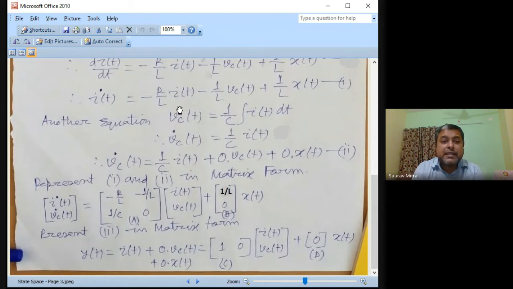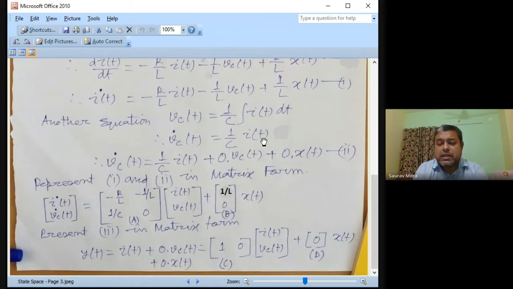So how do we find this i dot t from the equation? The equation i dot t is equal to minus R by L of it, minus 1 by L vct, plus 1 by L xt, we want to represent in matrix form together with the other equation, vc dot t. These two equations together, when represented this way, form the most important equation, which is called the state variable model of the system. So how to do it? i dot t is equal to minus R by L into it, minus 1 by L into vct, plus 1 by L into xt. And similarly for vc dot t.